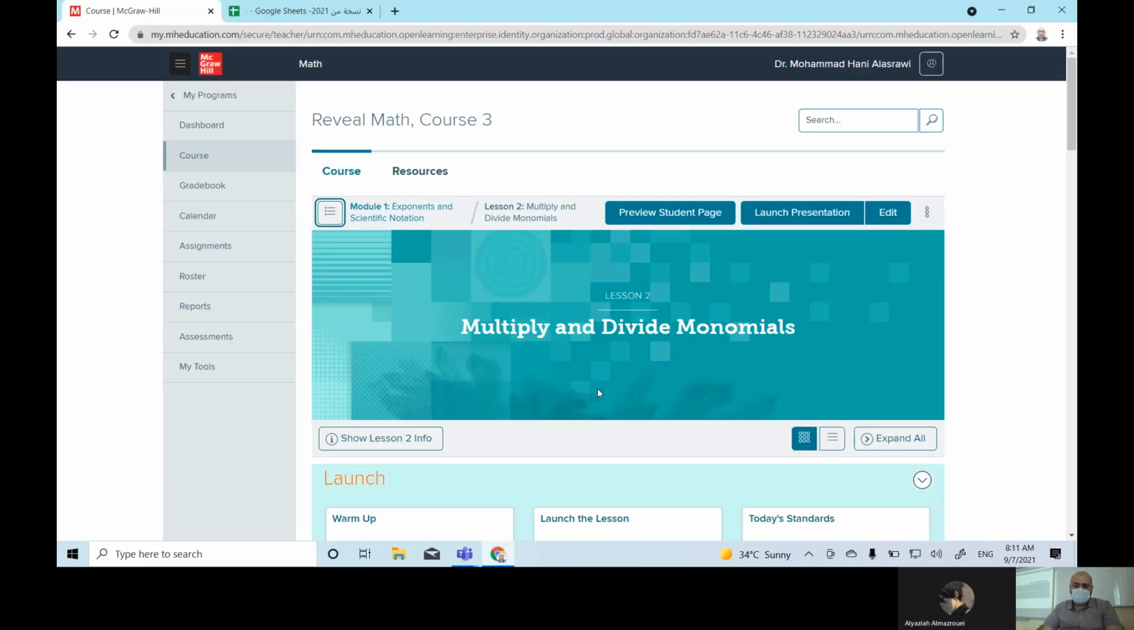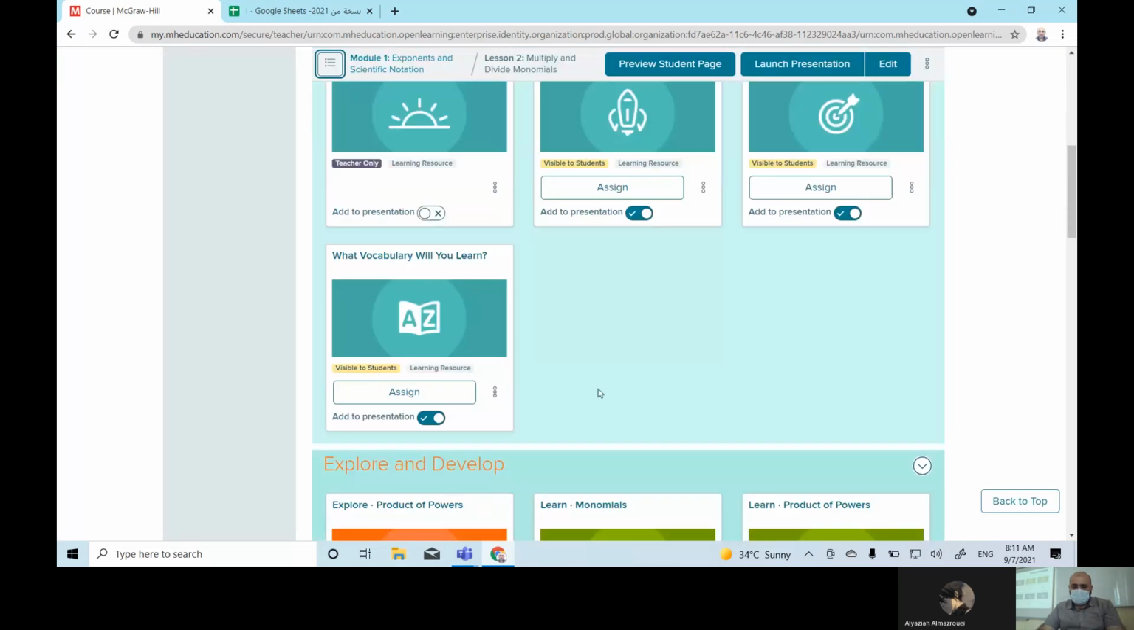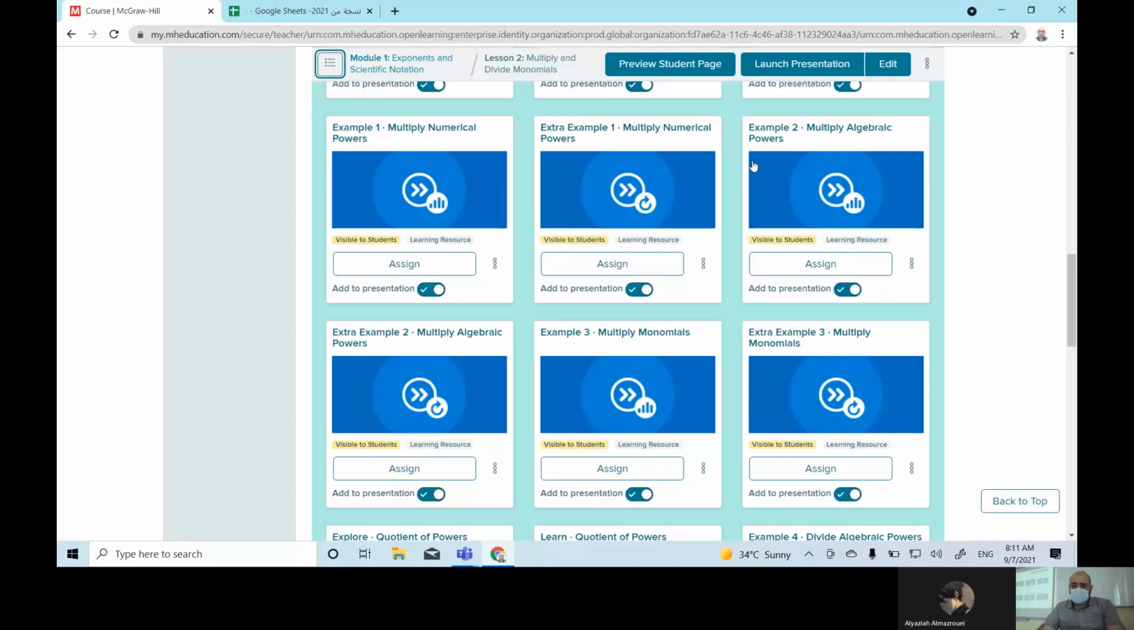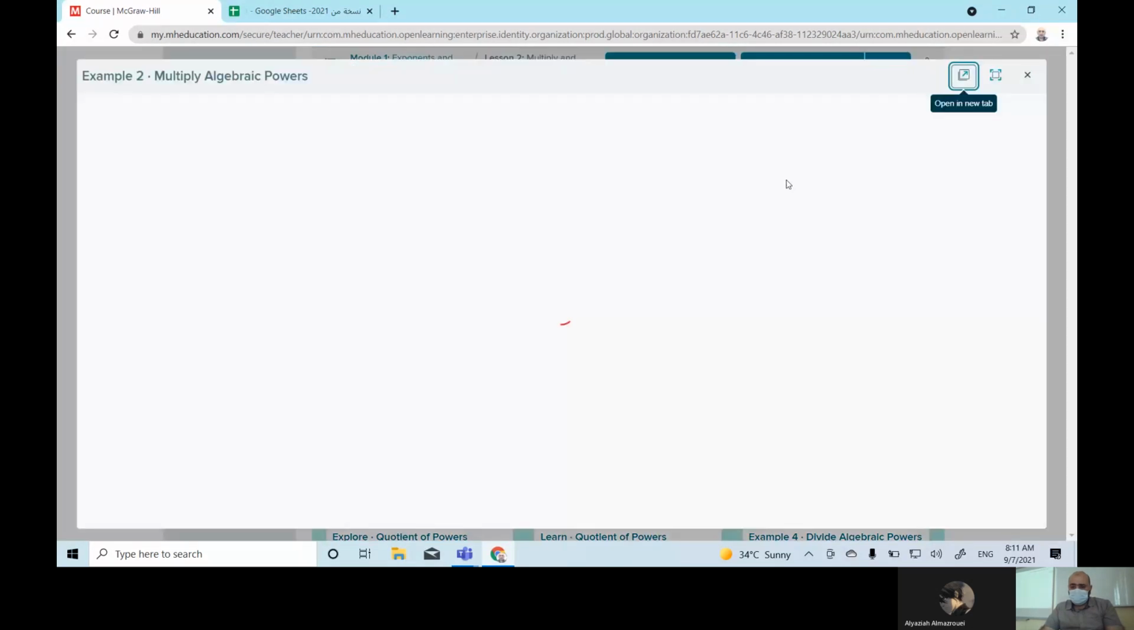Math grade 8. We are in the course of models, exponents, and scientific notation. We will continue our work in the second lesson, multiply and divide monomials. We'll start from example 2 here.